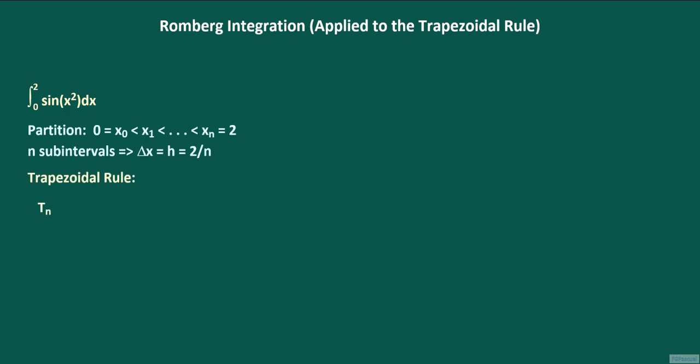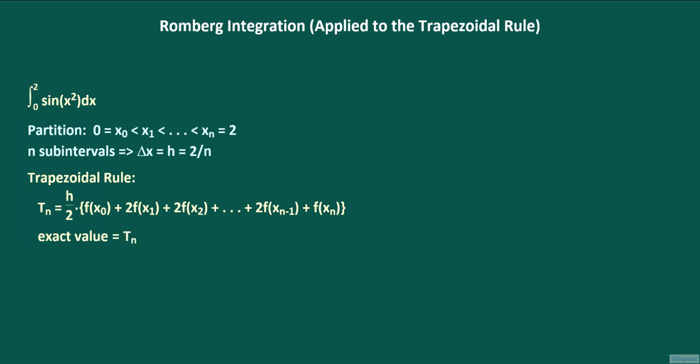Let t sub n be the trapezoidal rule estimate of the integral. Then t sub n is given by this formula. The exact value of the integral can be shown to be equal to t sub n plus some error terms. The first error term is c sub 1 that depends on h times h squared. A long established fact extends the error terms to include c sub 2 that also depends on h times h raised to the fourth power.